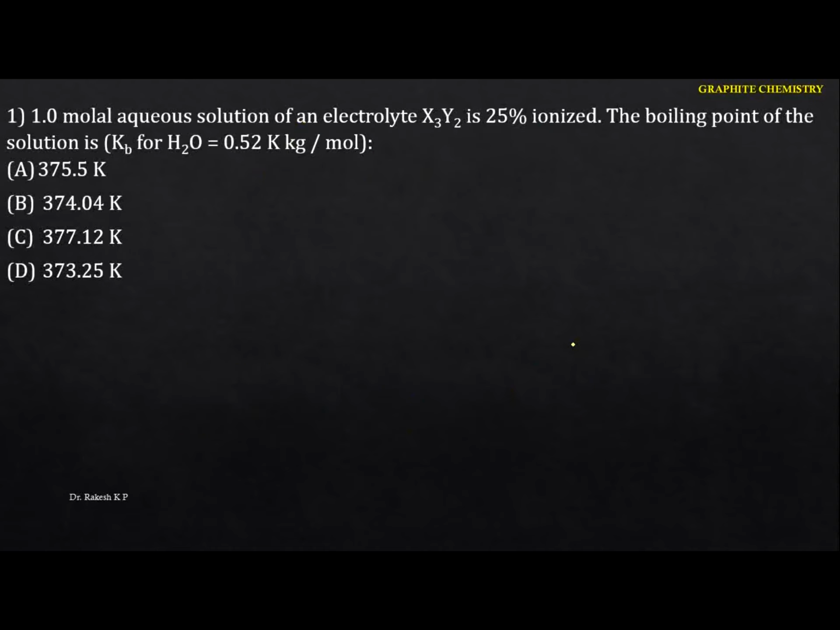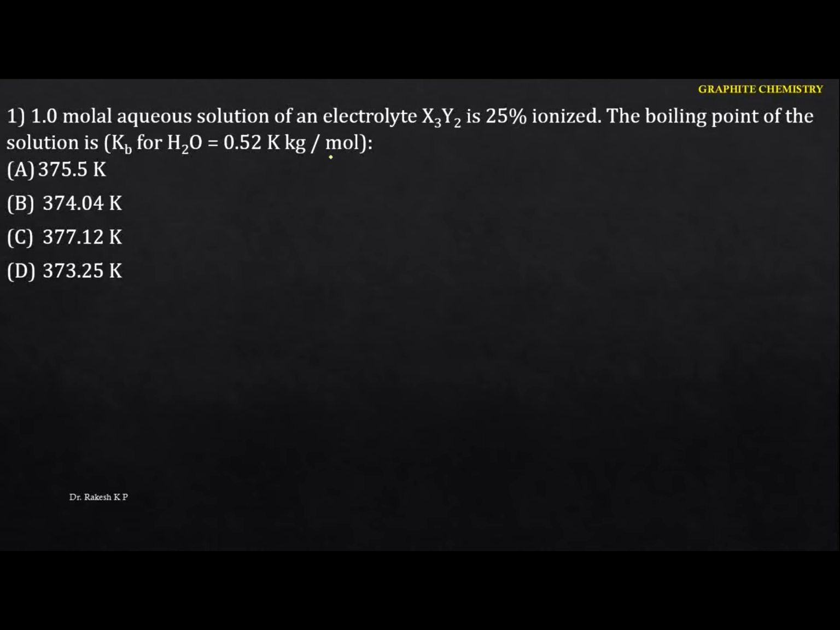See the first question here. 1.0 molar aqueous solution of an electrolyte X3Y2 is 25% ionized. The boiling point of the solution is, they are given the Kb value. Kb value for water is 0.52 Kelvin kg per mole. Okay, let me solve this question.